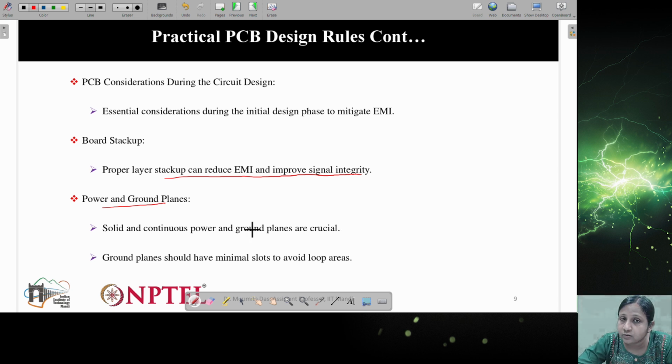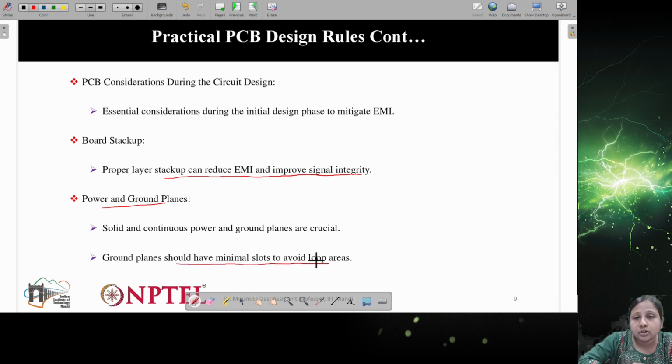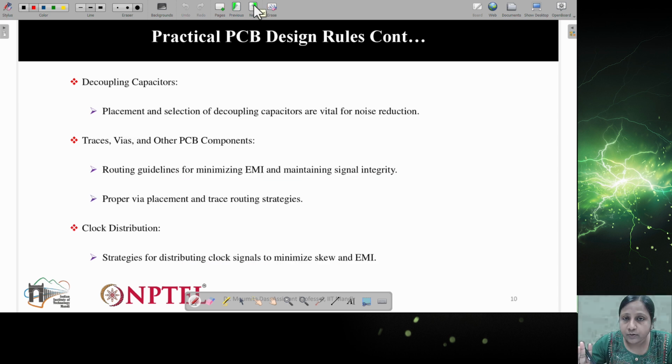If it is not a continuous plane, if it is not multi-plane, at least if we can provide a proper bus where the power and ground can be provided in a bus line, then each signal where termination is required can be connected very easily, and the ground plane will also be close to each termination point. So that will reduce the noise effect. Ground planes should have minimum slots to avoid loop areas.